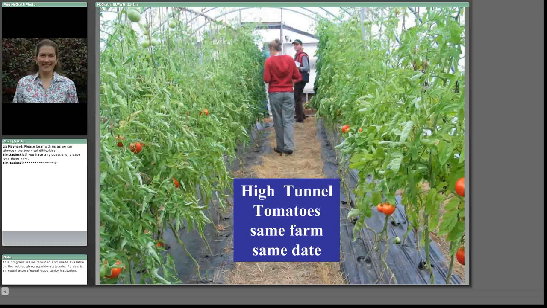And this tomato grower has really pulled away from field production because he's had such good success in the high tunnels for his tomatoes.